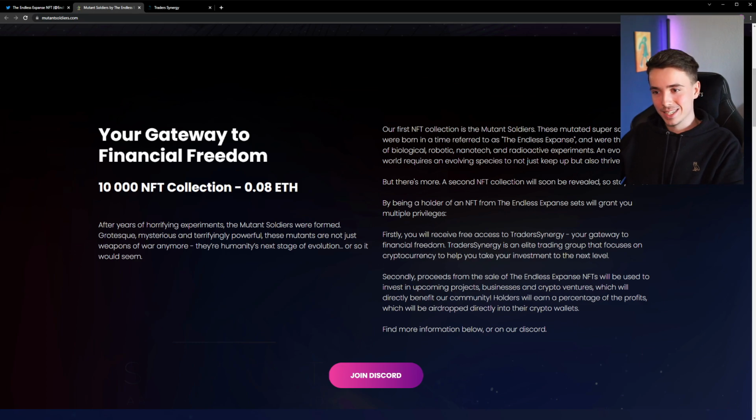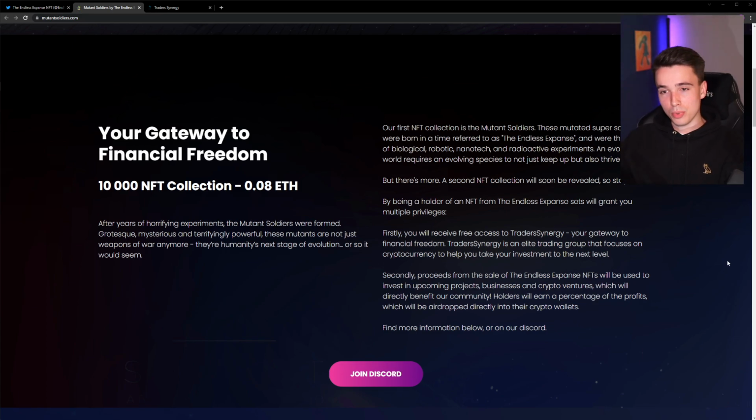Next up, you will get access to Trader Synergy, your gateway to financial freedom. Trader Synergy is an elite trading group that focuses on cryptocurrency to help you take your investment to the next level. So kinda an alpha group, I would say. And another benefit is that if you are a holder of those NFTs, you will earn percentages of the profits, which will be airdropped directly into your crypto wallet. Which means that by holding an NFT, you will get passive income.